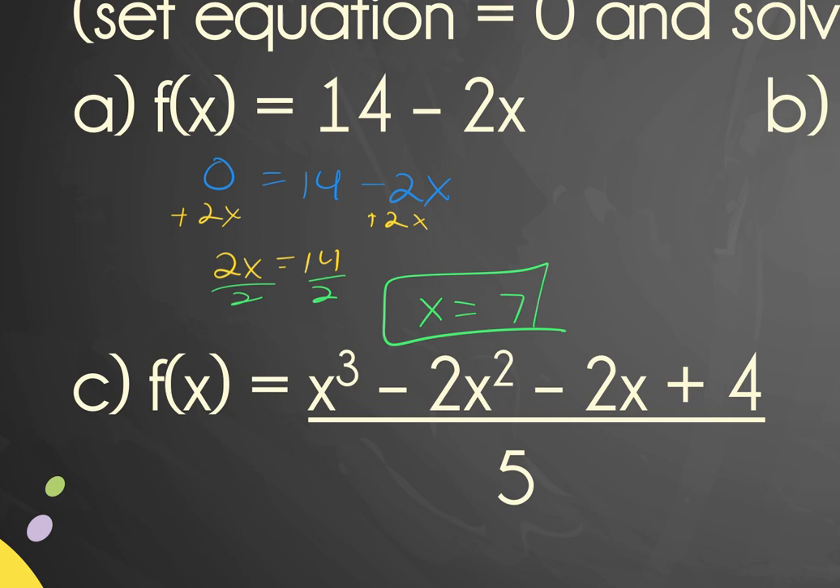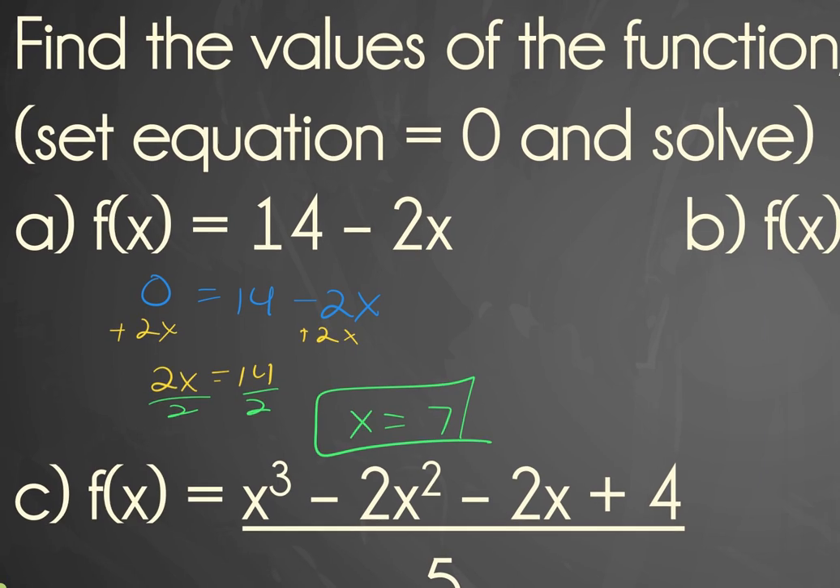Now, if I had graphed this line and I asked you where f of x equals 0, what is that point on your graph called? F of x is the same thing as y, right? What's it called when y equals 0? It's the x-intercept. So if I had graphed this function, it should cross my x-axis at 7.